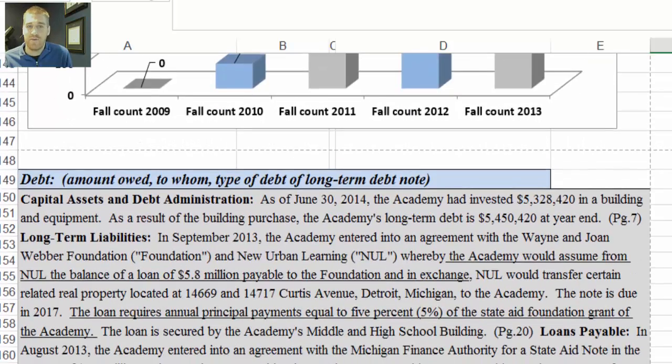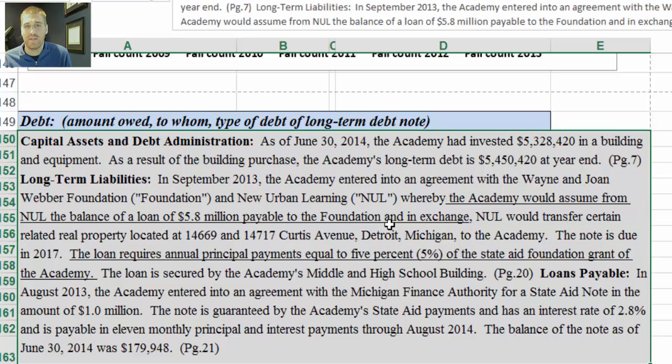As we move down, this is where we get to the note section of this sheet, and these notes are all derived from the audit. If you notice, there are page numbers. These pages are the audit page numbers, so if you wanted to go look this up yourself, you could.